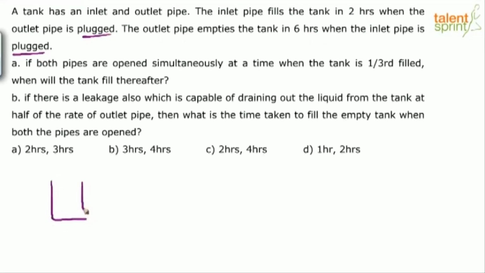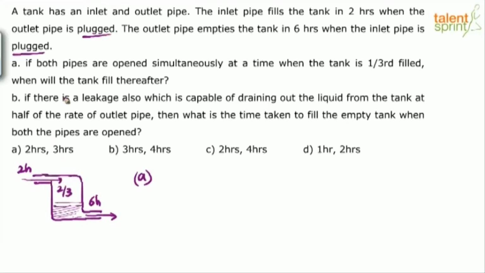A tank has got 2 pipes. One is an inlet, the other is an outlet, right? The inlet pipe can fill the tank alone in 2 hours. The outlet pipe can empty the tank alone in 6 hours. Alright. Now, see the first part of the question, Part A. It says, if both the pipes are opened simultaneously at a time when the tank is 1/3 filled, when will the tank fill thereafter? So already 1/3 of the tank is filled. The remaining 2/3 have to be filled.